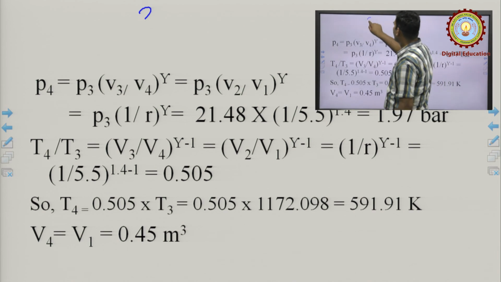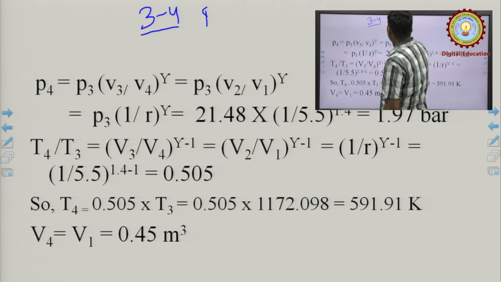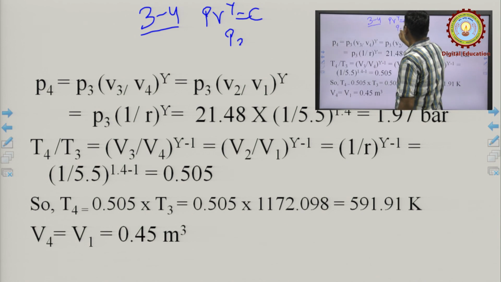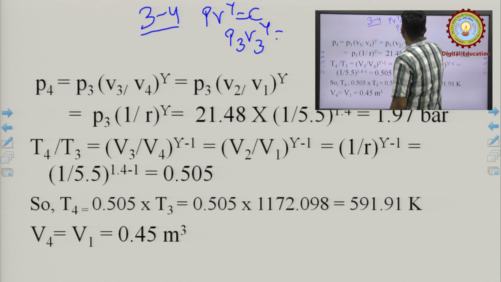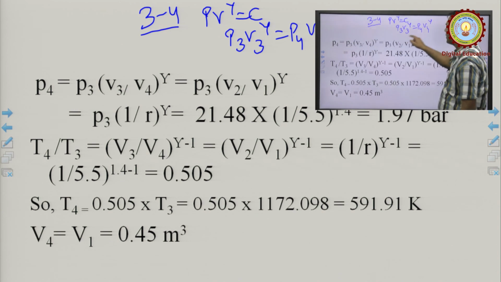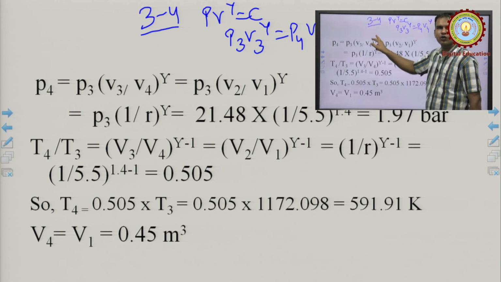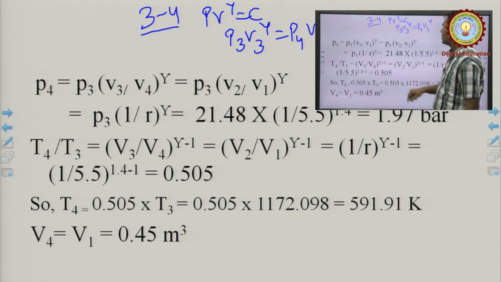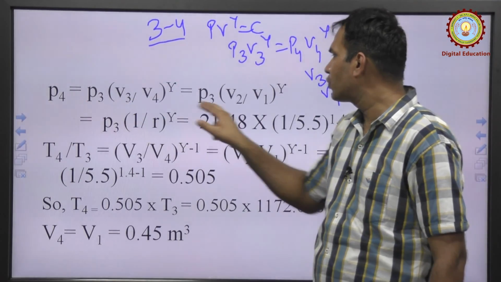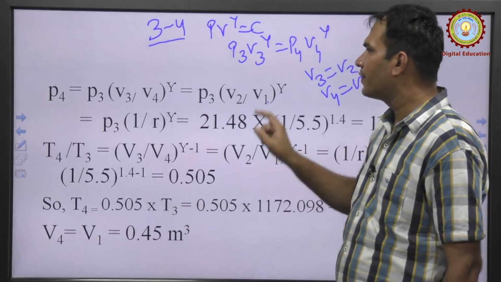Since 3 to 4 is an isentropic process, PV gamma is equal to constant. So we can write P3 V3 gamma is equal to P4 V4 gamma. From here P4 is equal to P3 times V3 by V4 raised to the power gamma. Since V3 is equal to V2 and V4 is equal to V1, we can put these values here.